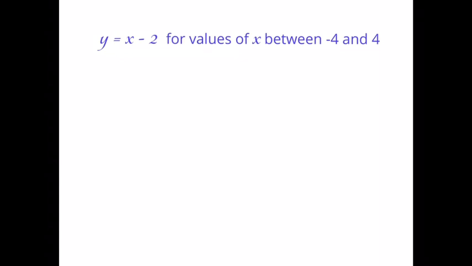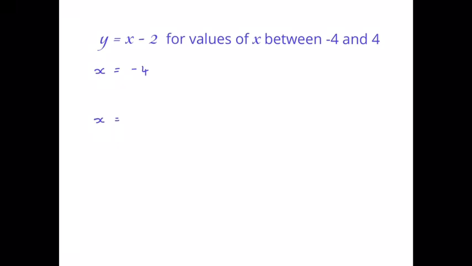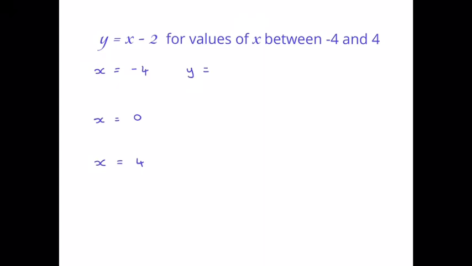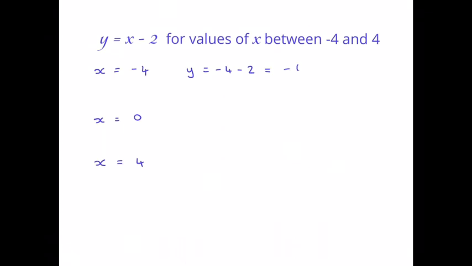Let's try one more example. We're going to draw the graph of y equals x minus 2 for values of x between -4 and 4. So the values of x I'm going to choose to put into the equation are going to be -4, 0 and 4. First of all, let's start off with -4. So putting that in place of x, we get y equals -4 minus 2, which equals -6. So our first coordinate is -4, -6.